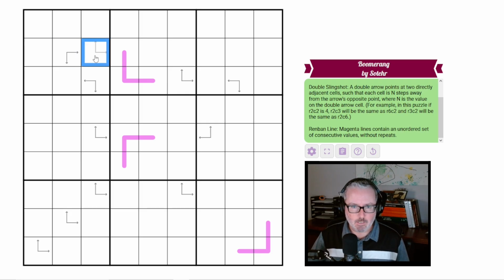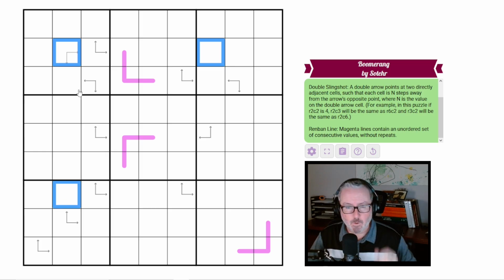And these guys are going to kind of act, like it says, as a double slingshot. So whatever this is going to tell us where something is in the row and the column, or where these guys are in that row or column.